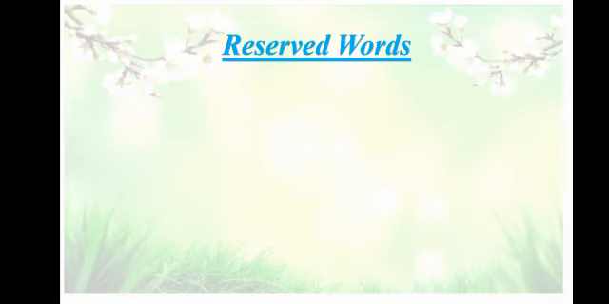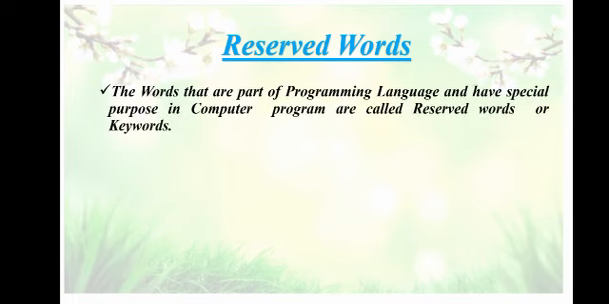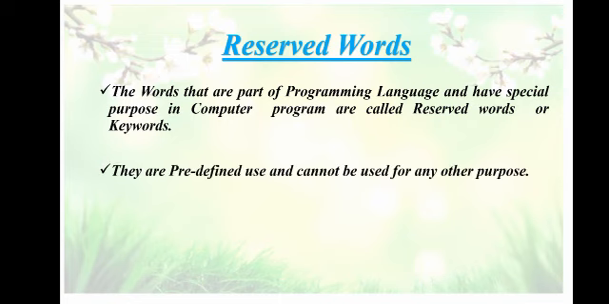Then a very important topic, that is reserved words, also known as keywords. The words that are a part of a programming language and have a special purpose in the computer program are called reserved words or keywords. These reserved words are part of the program, and these are built-in functions. They are already declared in the program. There is no need for the user to declare them. They are predefined for a specific use and cannot be used for any other purpose. Predefined means built-in and already defined in the C program.